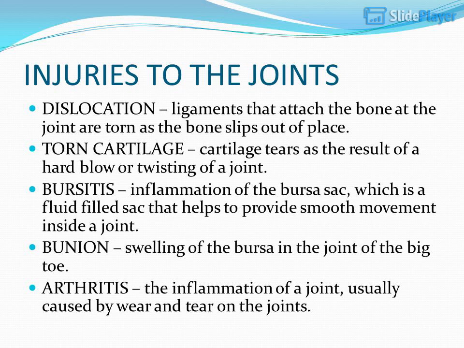Injuries to the joints. Dislocation. Ligaments that attach the bone at the joint are torn as the bone slips out of place. Torn cartilage. Cartilage tears as the result of a hard blow or twisting of a joint. Bursitis. Inflammation of the bursa sac, which is a fluid-filled sac that helps to provide smooth movement inside a joint. Bunion. Swelling of the bursa in the joint of the big toe. Arthritis. The inflammation of a joint, usually caused by wear and tear on the joints.